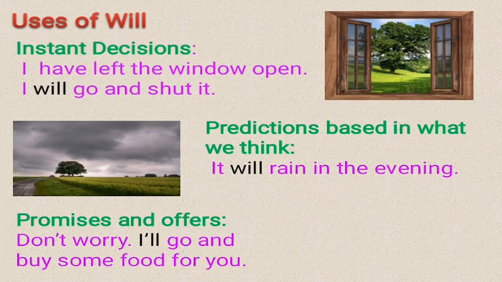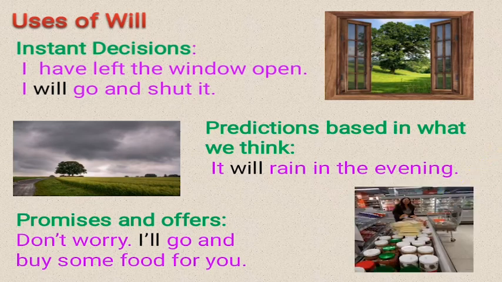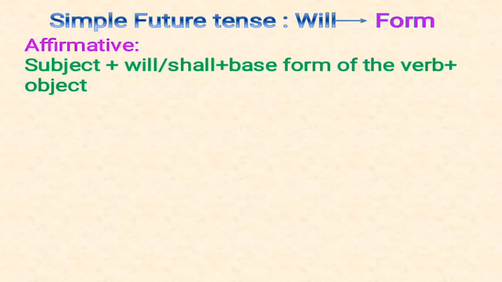So, for promises and offers, also we use will. For example, don't worry, I will go and buy some food for you is an offer, and I will is written here in the contracted form or the short form. So, let's now learn about the structure of simple future tense using the modal verb will. For an affirmative sentence, as we have already learned, subject plus will or shall plus base form of the verb plus object. And shall is used when you talk about the first person.